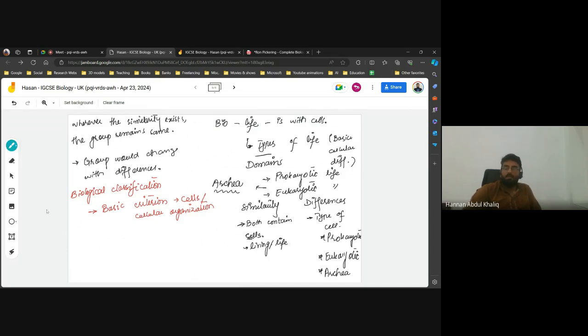So now, on the basis of these, we initiate the classification. You know that there is a rule of every classification, and that is: we move from less similar objects to more similar objects. What does that mean?